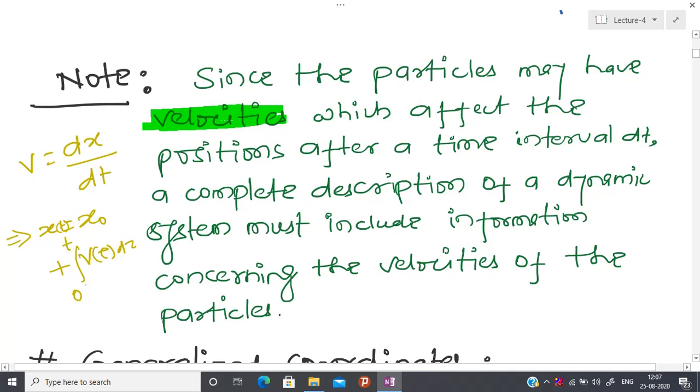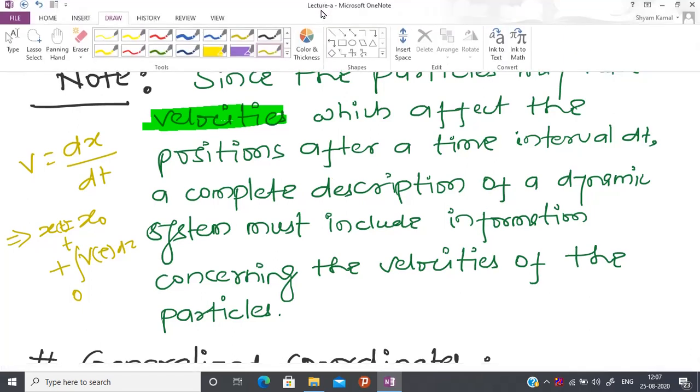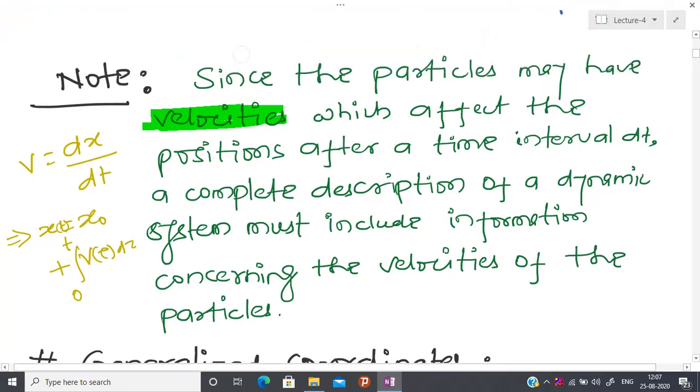Or you can also interpret it like this: suppose the lower limit is t, then the upper limit is t plus delta t. Only then can I tell that the effect of velocity is reflected on the position. Due to that reason, we are commenting about the interval. So after a time interval, and that time interval is nothing but delta t.